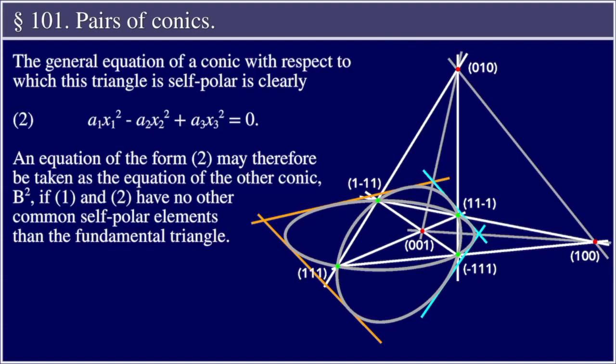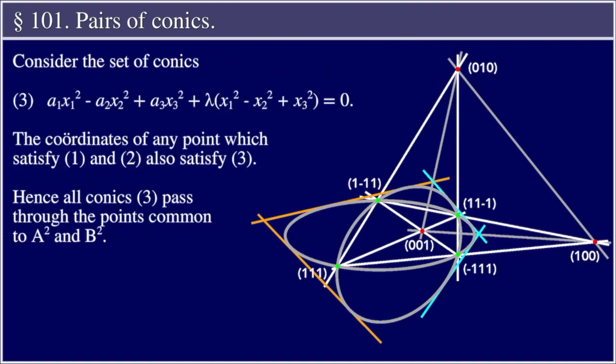An equation of the form 2 may therefore be taken as the equation of the other conic, b squared, if 1 and 2 have no other common self-polar elements than the fundamental triangle. Consider the set of conics 3: a1 x1 squared minus a2 x2 squared plus a3 x3 squared plus lambda times the quantity x1 squared minus x2 squared plus x3 squared equals 0. The coordinates of any point which satisfy 1 and 2 also satisfy 3. Hence, all conics 3 pass through the points common to a squared and b squared.